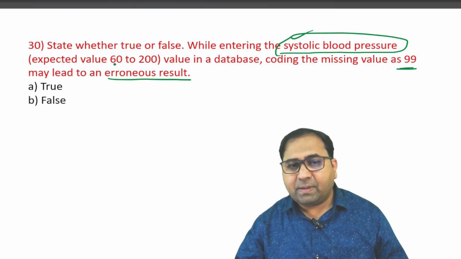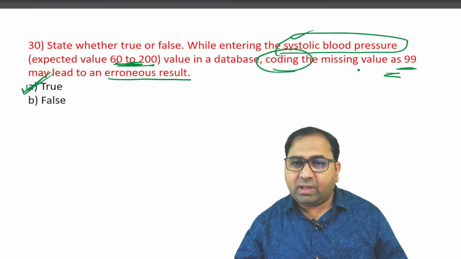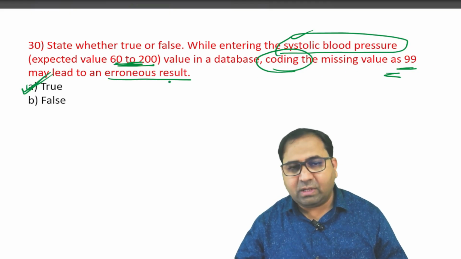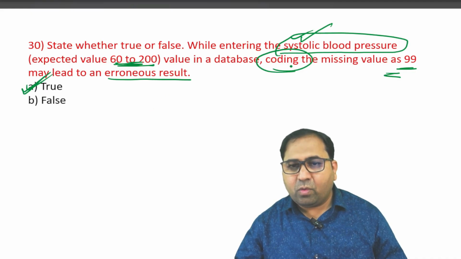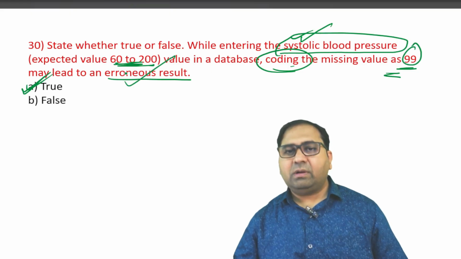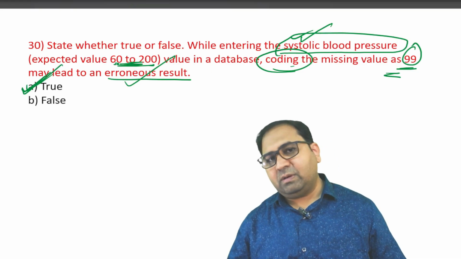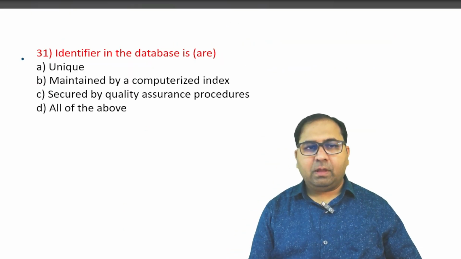Where you expect value between 60 to 200 in a database, if you code the missing value as 99, it will definitely lead to an erroneous result. This is one situation where missing value of 99 will lead to an erroneous result. You please remember this question and this answer. Whenever BP is asked, coding the missing value as 99 is asked, and if they say whether it is erroneous or not, definitely it is erroneous result. Please remember the answer. Next question.